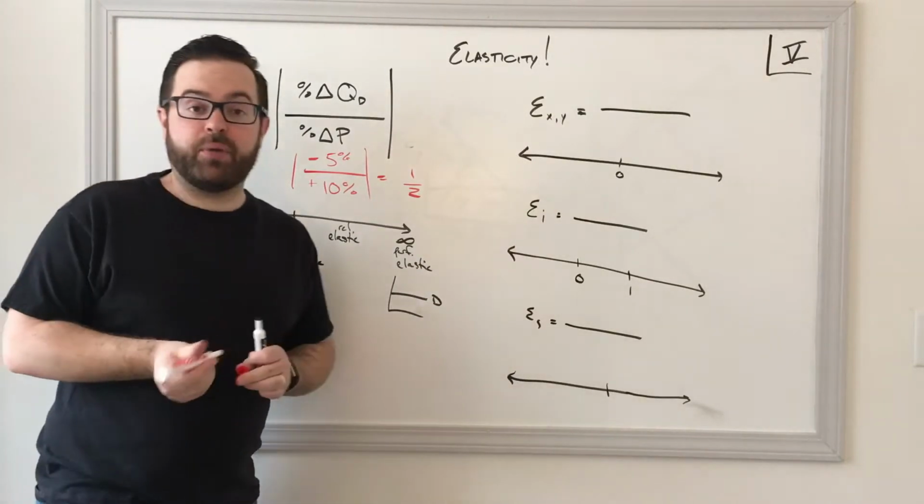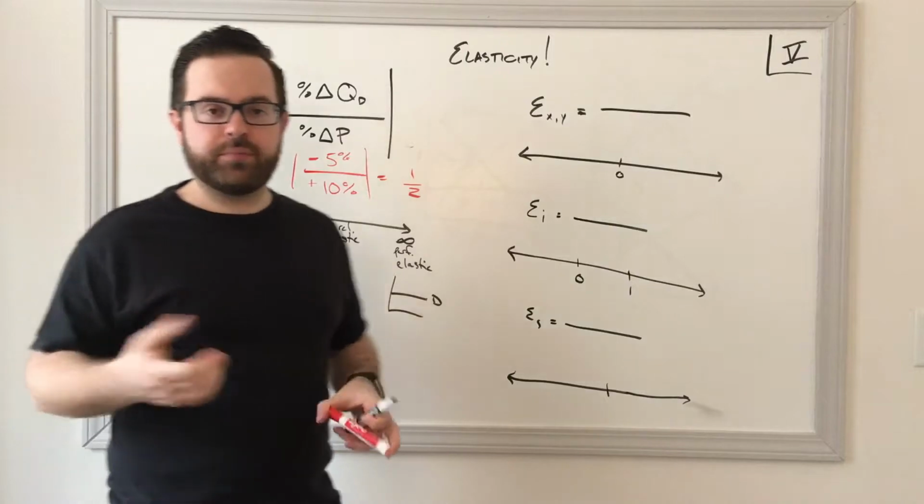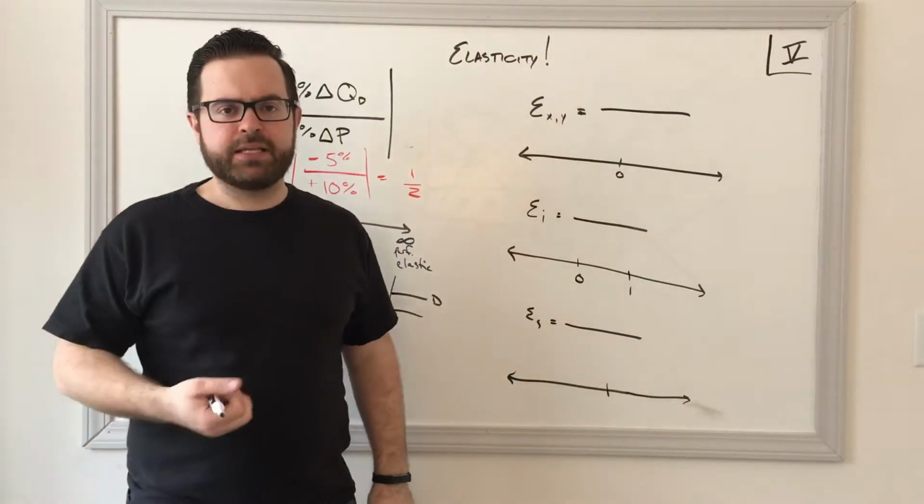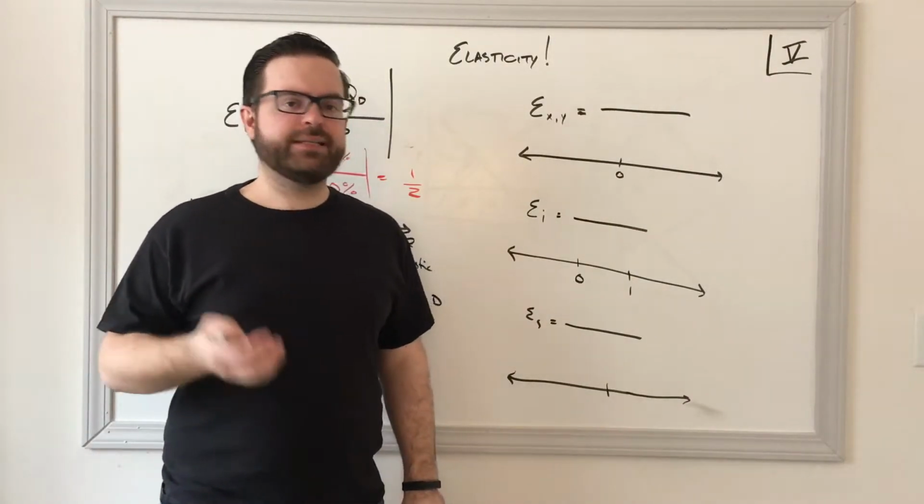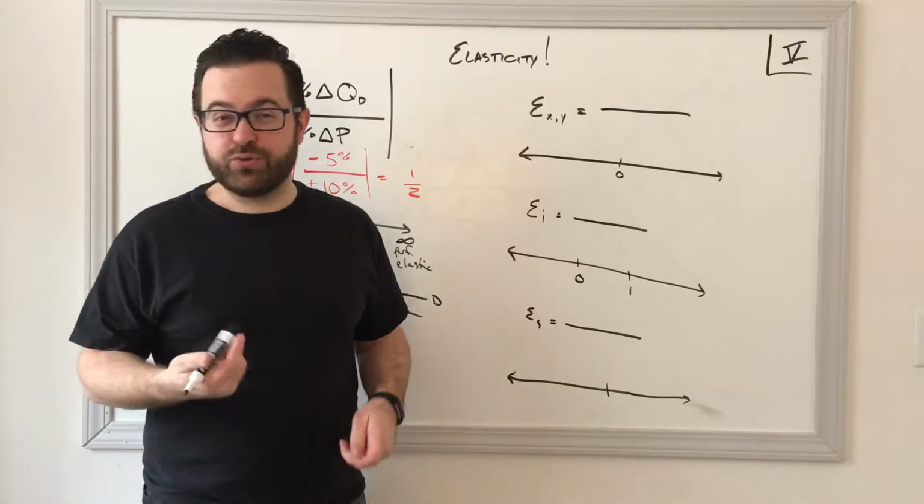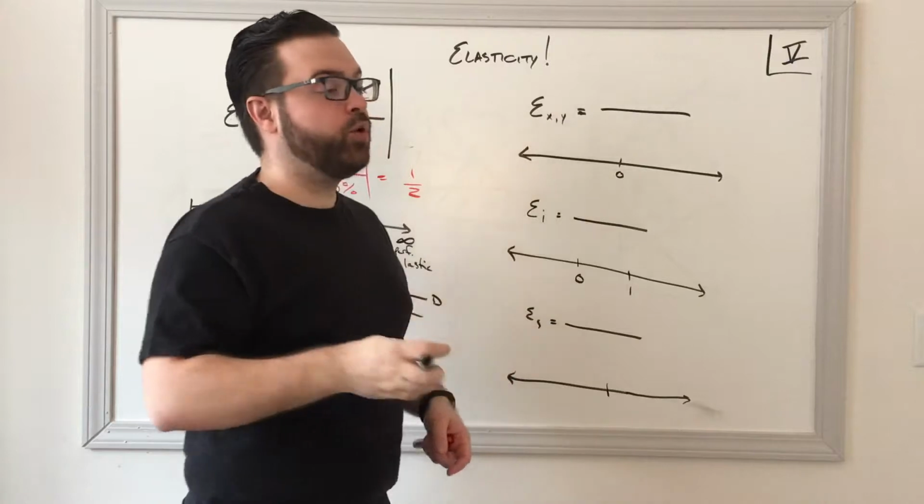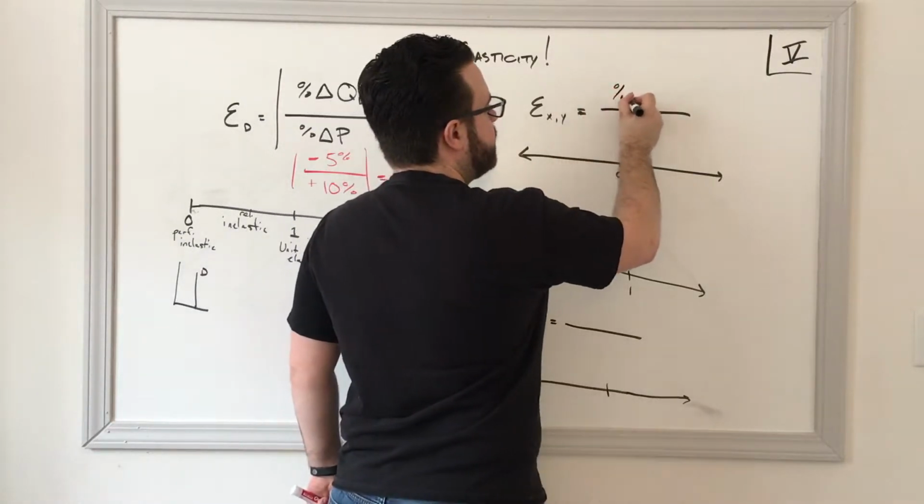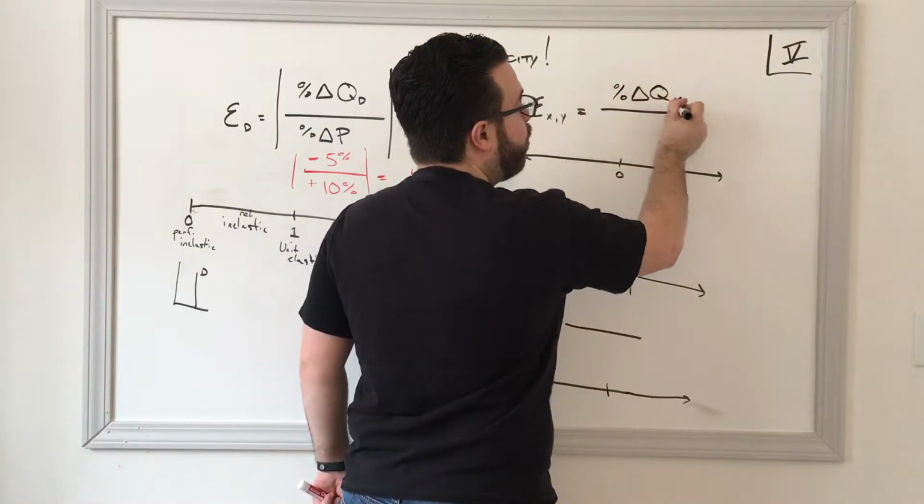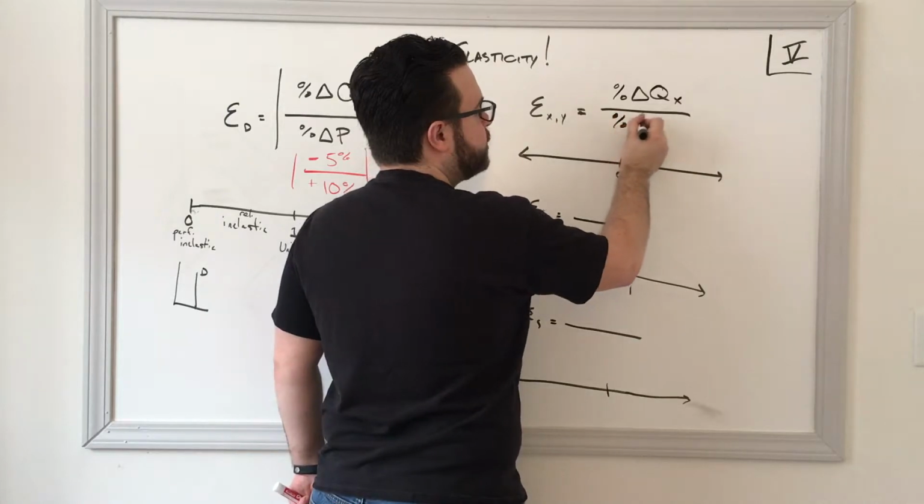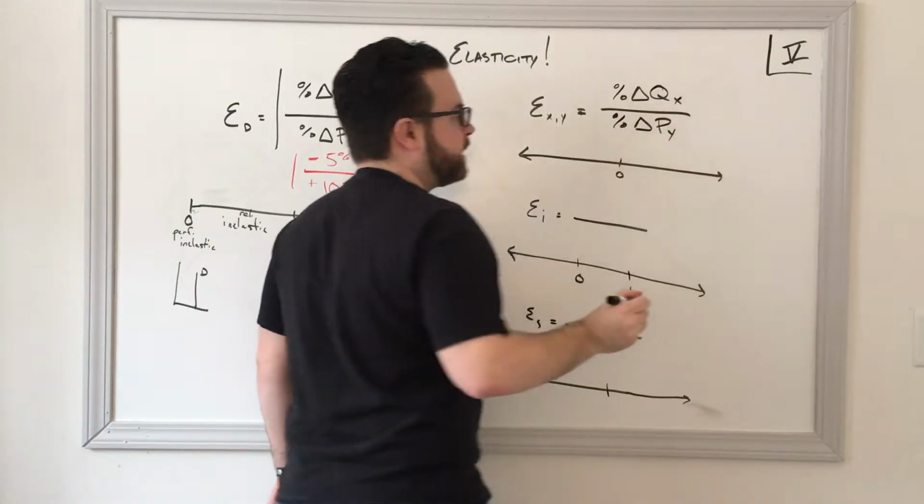Let's go to another form of elasticity, and these other forms, they might pop up a couple times on the multiple choice. I've seen them on the FRQs recently as well. The first one is cross-price elasticity of demand, or measuring the percent change in quantity of one good divided by the percent change in price of the second good.